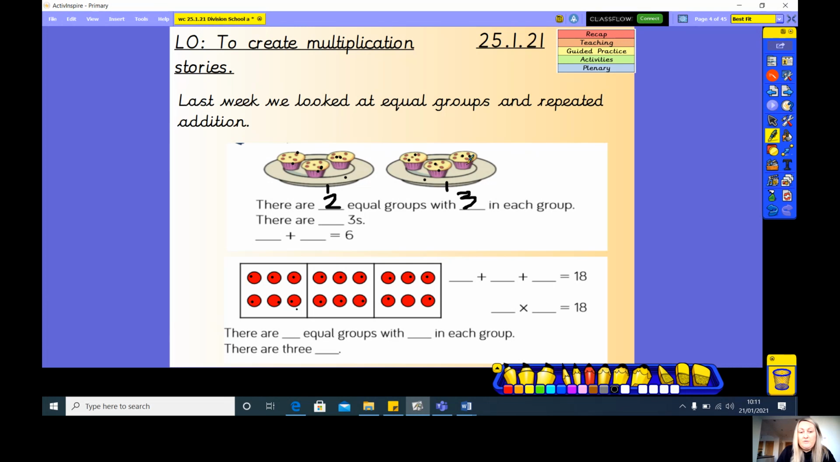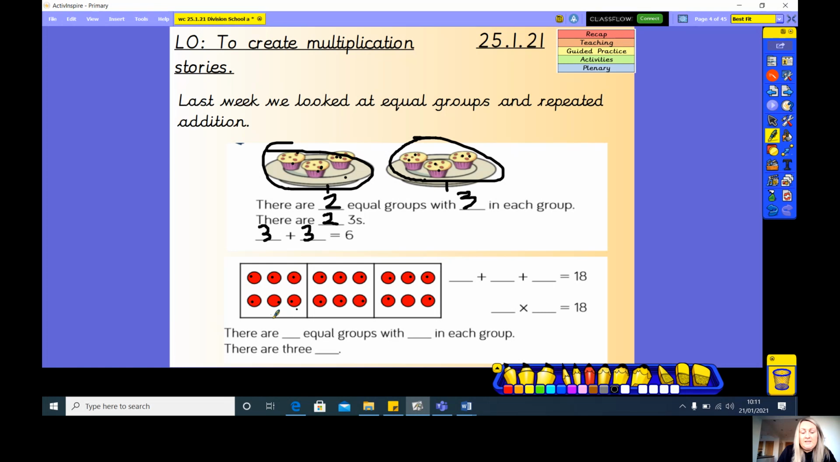So how many lots of 3s are there? Well done, there's 2 lots of 3s, aren't there? So if we wrote this as an addition sentence, we could write 3, because here's 3 here, add 3, here's 3 here, equals 6. Well done if you got that right.